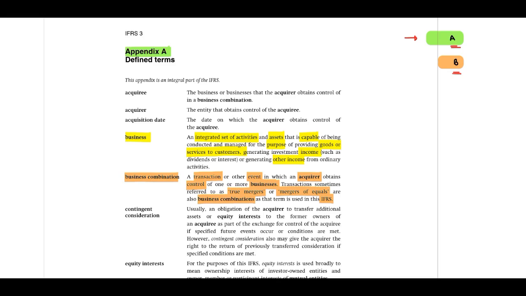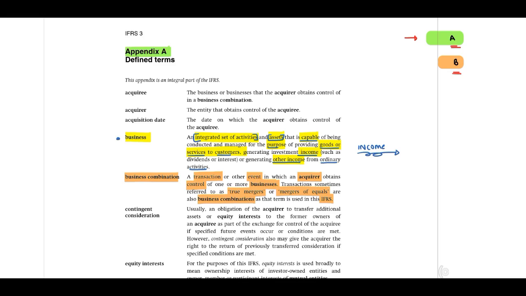Okay, now guys, please bear with me. I will have to read through the principles with you, the paragraphs with you, and then I will explain them to you. Now, when we look at the definition of a business, it's an integrated set of activities and assets that is capable of being conducted and managed for the purpose of providing goods or services to customers, generating investment income or generating other income from ordinary activities. Now, this is important, guys. We need to identify that there should be income generated from the process.